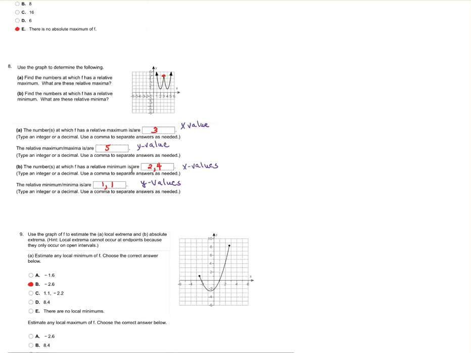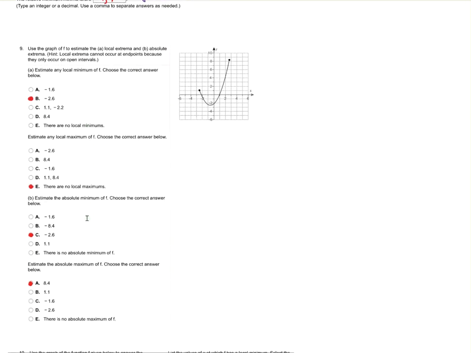The numbers at which we have relative min, well, that's x is 2 and x is 4. And then the y values there are 1 and 1. And you do need to list those separately. So when it says find the numbers at which it has it, that's an x. And then what are the maxes and mins? That's a y value.